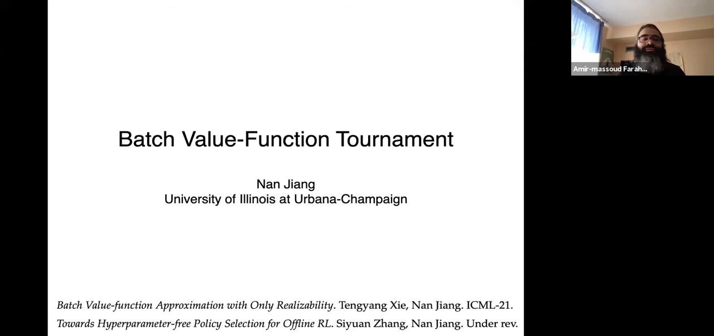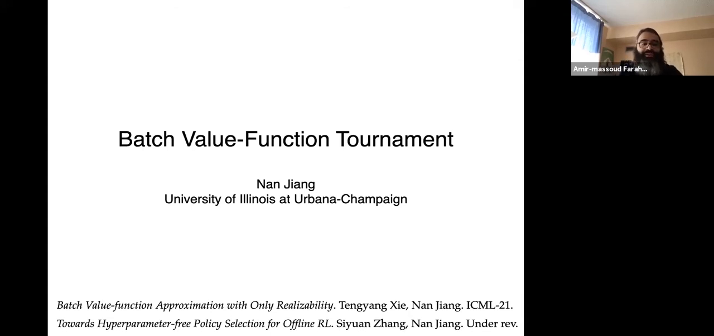Nan has done a lot of great research in reinforcement learning theory. Nan currently is an assistant professor of computer science at University of Illinois at Urbana-Champaign. Before that, he was a postdoc at Microsoft Research, and also before that, a PhD student at University of Michigan. So Nan's research is basically in theory of reinforcement learning and mostly focusing on how to design more sample efficient algorithms.